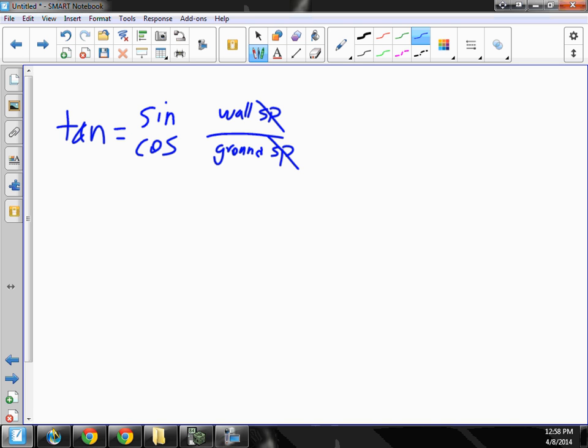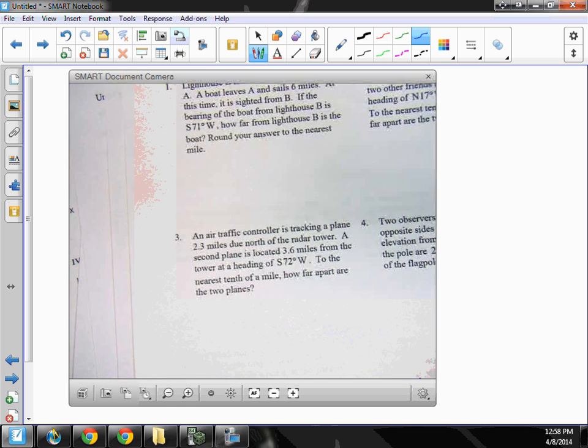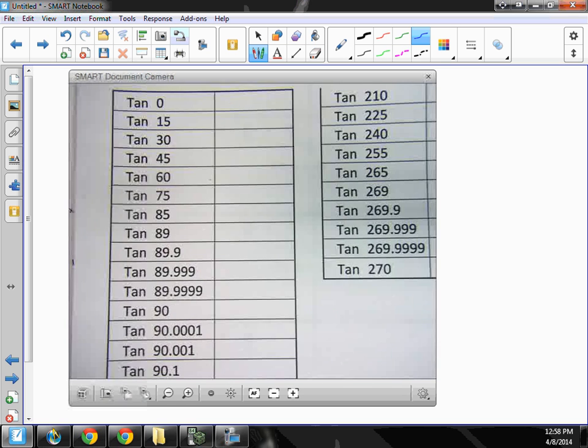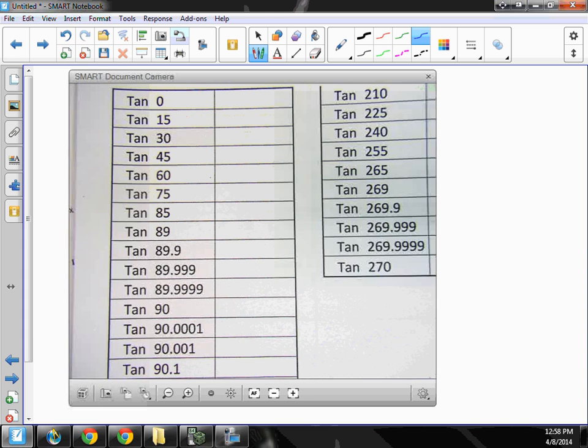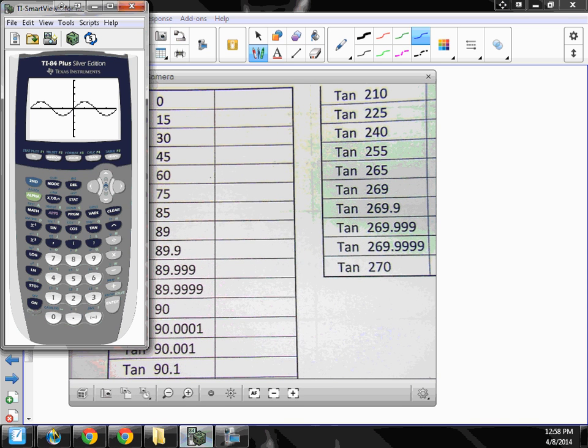So you have a list of percentages here. Tangent of 0. Well, I'm going to type in the tangent of 0, and I get 0. That was nice. Tangent of 15. Doesn't make any sense.